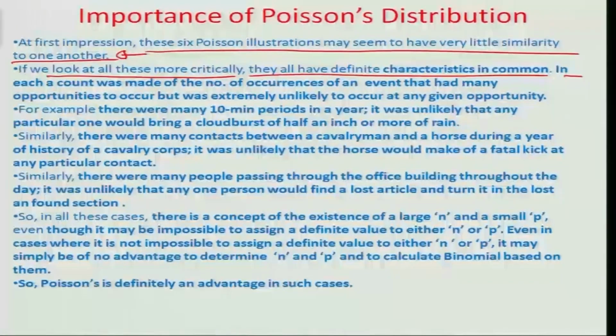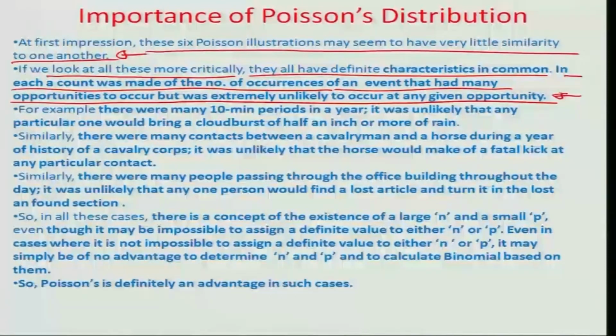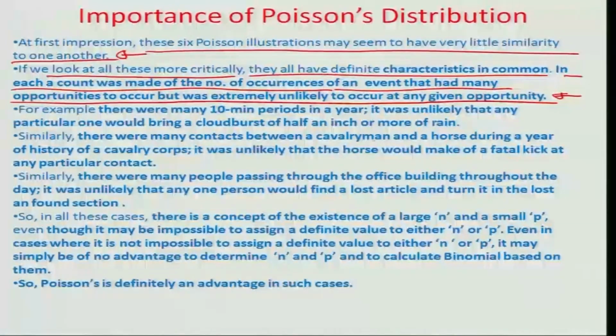In each, a count was made of the number of occurrences of an event that had many opportunities to occur, but was extremely unlikely to occur at any given opportunity. That is why the very large database is in question. Okay. So, at least something is common in the data structure: in each, a count was made of the number of occurrences of an event that had many opportunities to occur, but was extremely unlikely to occur at any given opportunity. For example, there were 10 minute periods in a year.